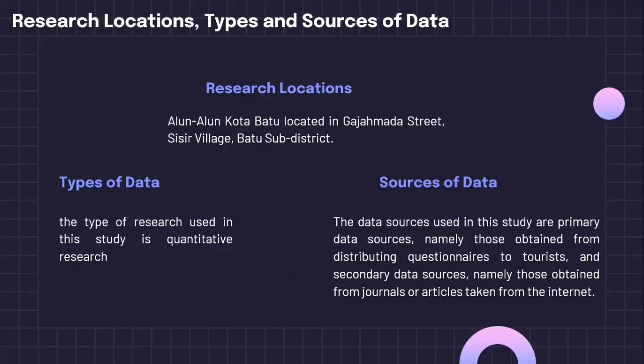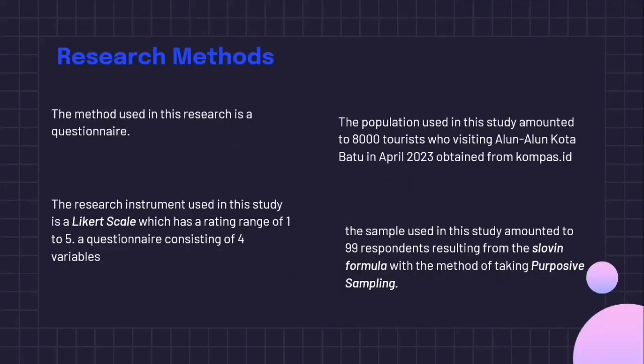Research location. In this research, I took place at alun-alun Kota Batu, located in Gajah Mada Street, Sisir Village, Batu Sub District. Types of data. The type of research used in this study is quantitative research. Sources of data. The data sources used in the study are primary data sources, namely those obtained from distributing questionnaires to tourists, and secondary data sources, namely those obtained from journals or articles taken from the internet. Research methods. The method used in this research is a questionnaire. The research instrument used in the study is a Likert scale, which has a rating range of 1 to 5, a questionnaire consisting of 4 variables.